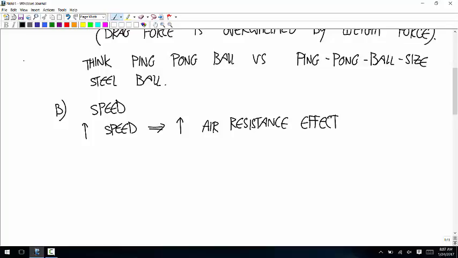I don't want you to memorize that equation from the lab or anything, but if you look back at that equation, speed is the only one that shows up squared. Everything else is linear in that equation. So there's a pretty abrupt change in air resistance as the speed increases.